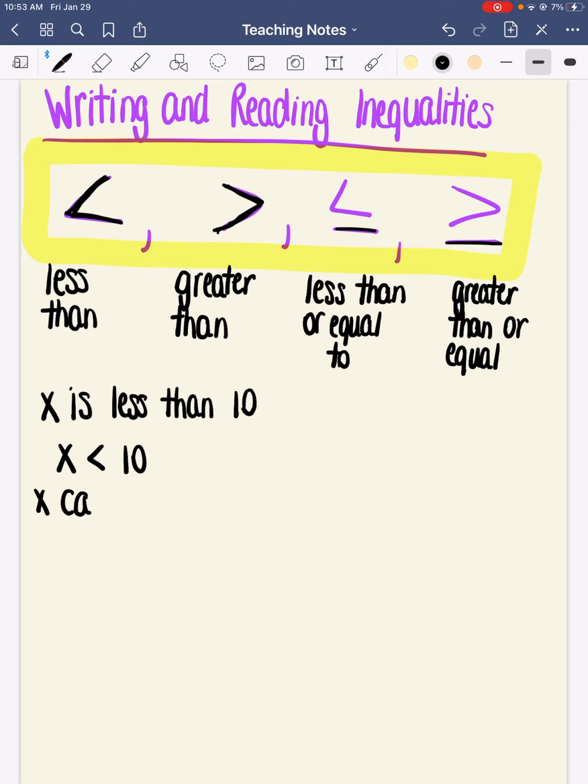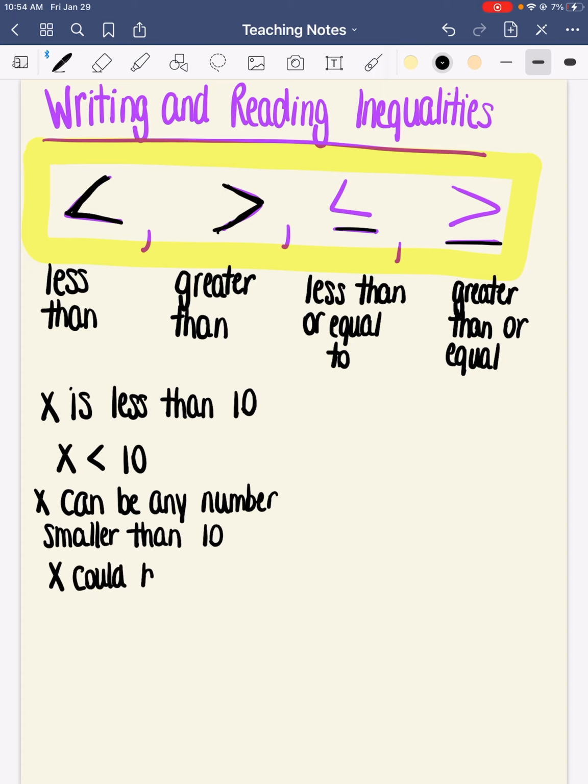So let's write that out. X can be any number. I can use a different word here and say smaller than 10. So for the purposes of this problem, x could be 9, it could be 7, it could be -5, it could be 0, because all of those numbers are less than 10.